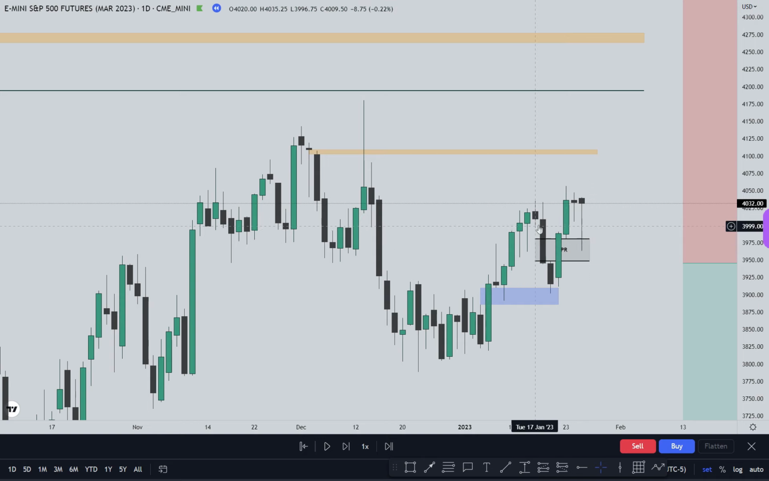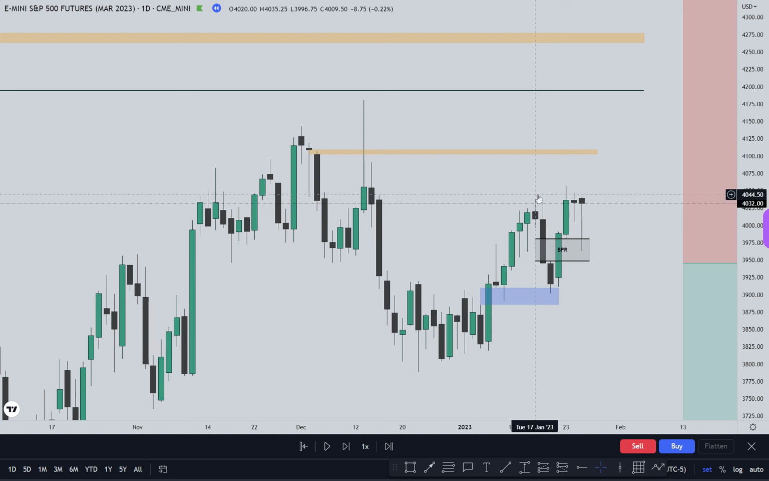Now, the point at which those two fair value gaps overlap is known as a price window. So fair value gap number one and then fair value gap number two. Where they overlap, which is what I've annotated here, is known as a price window. Price returns to that price window and moves away aggressively. This price window becomes a balanced price range.